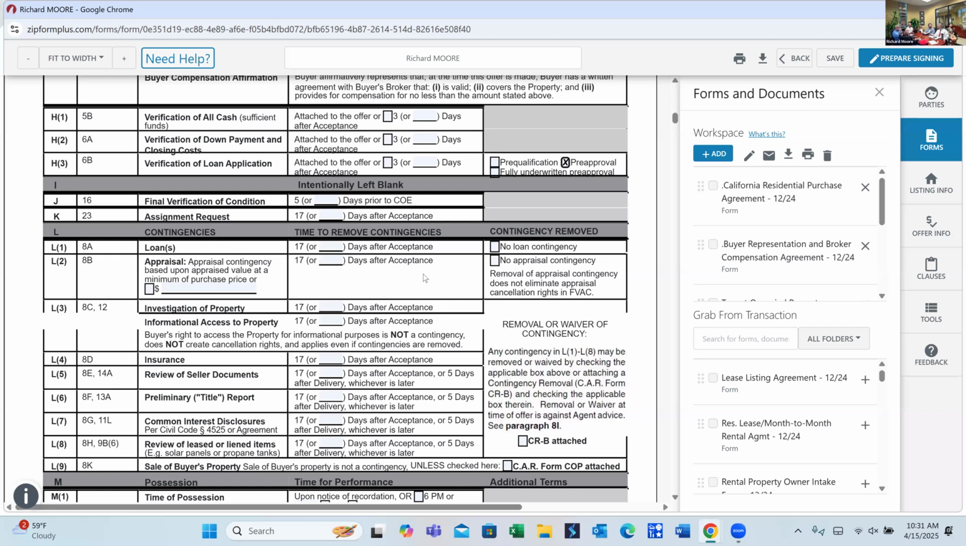Section L1, loans, 17 days after acceptance. So that's simply the default time frame for the contingency period. We can check no loan contingency. That's good.